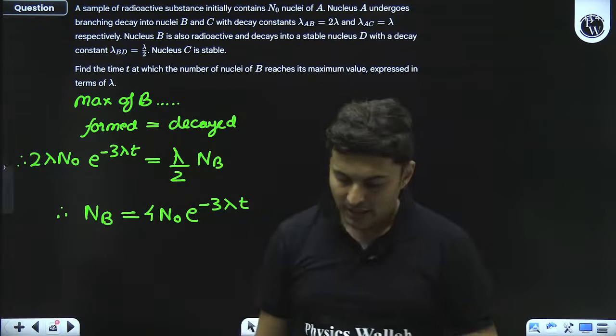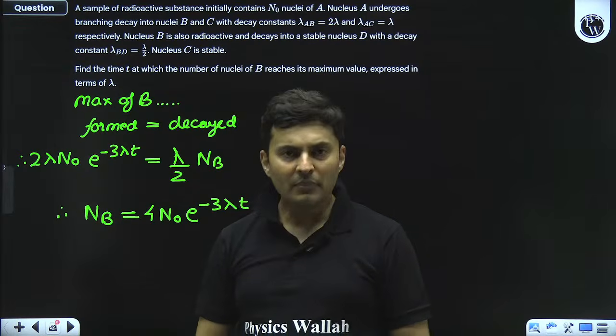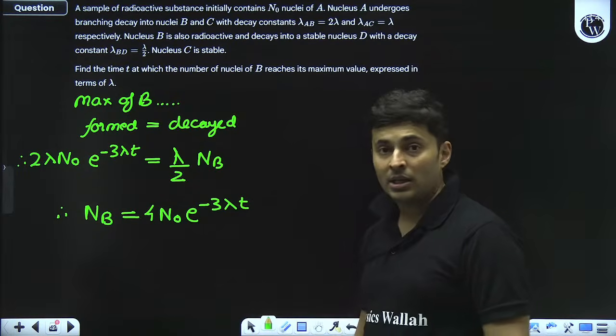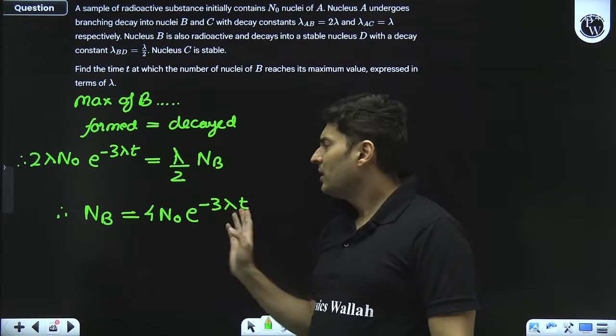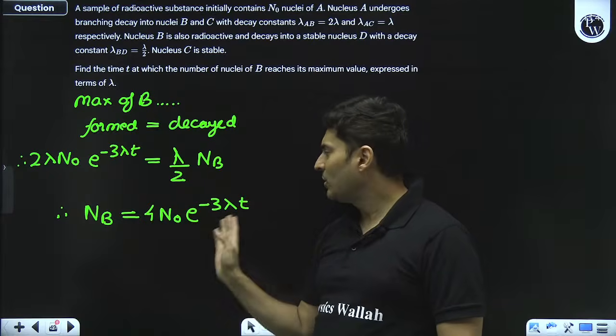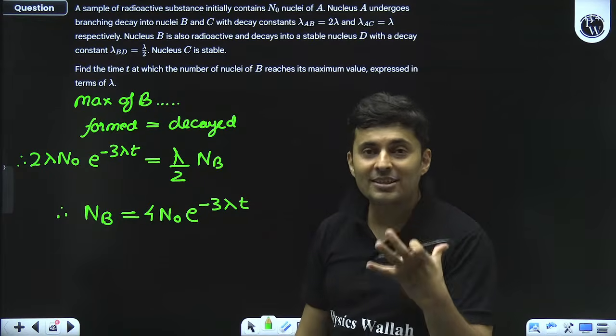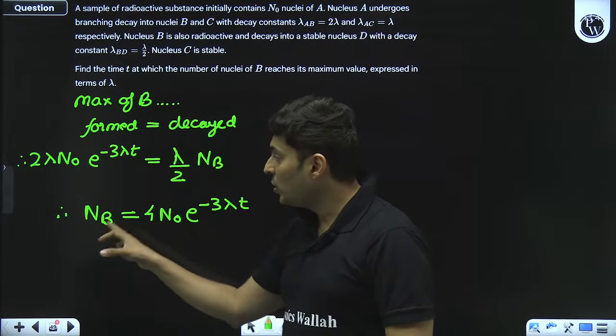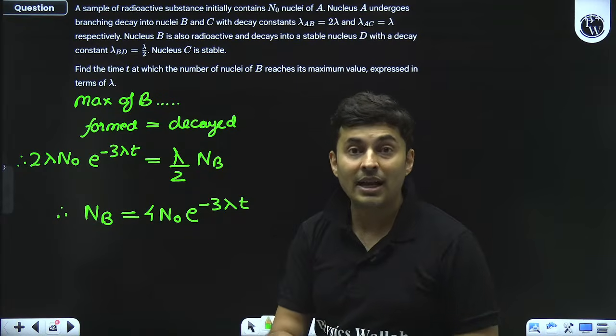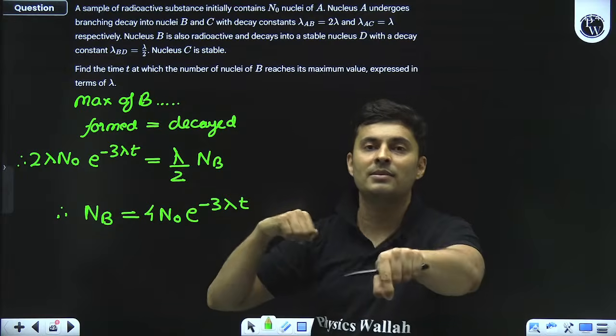Now you will be like, sir, isn't it done? No. Why is it not done? I want to find the time. So sir, it's so simple, just take the logarithm on both sides and you will get the answer for time. But that's the whole catch, and that's why I said this question is very lengthy, because I do not know what NB is at that moment when time is maximum.